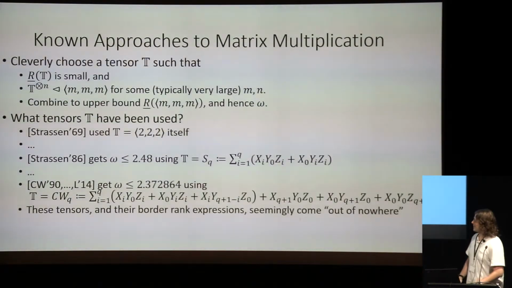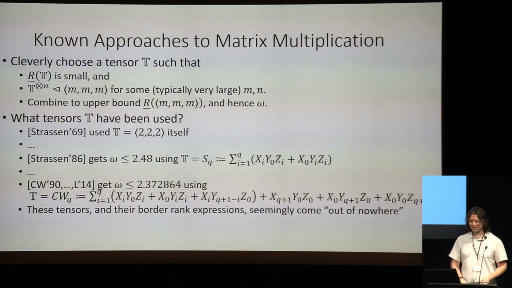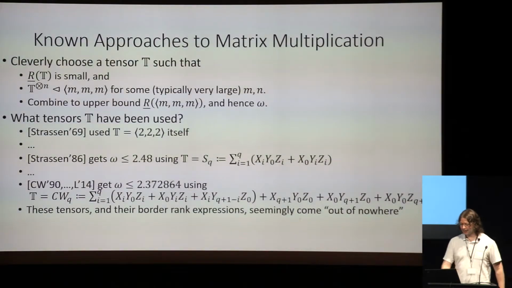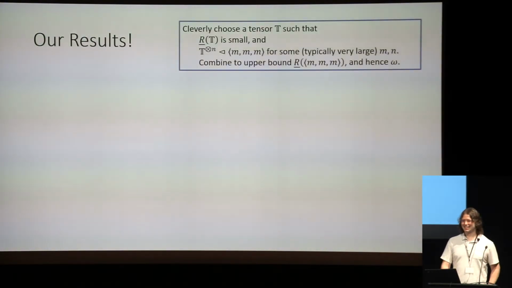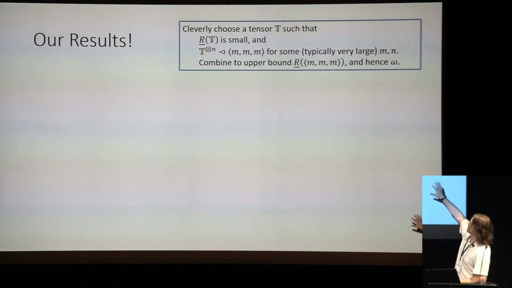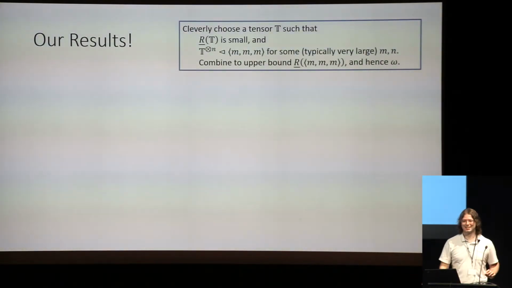But what I think is interesting about these tensors is that they have really nice expressions to show they have low border rank and so on, but I feel like these expressions all seemingly come out of nowhere. Just like Strassen's algorithm starts by saying, notice this crazy rank 7 identity. Similarly, all these start with crazy identities like that. So finally, I can tell you what our results are, and for the rest of the talk, I'm going to have this general strategy in this blue box at the top.